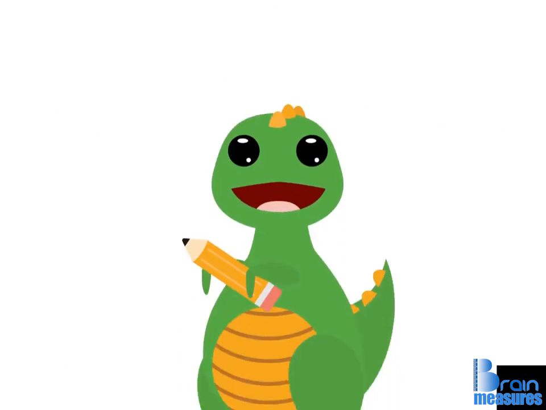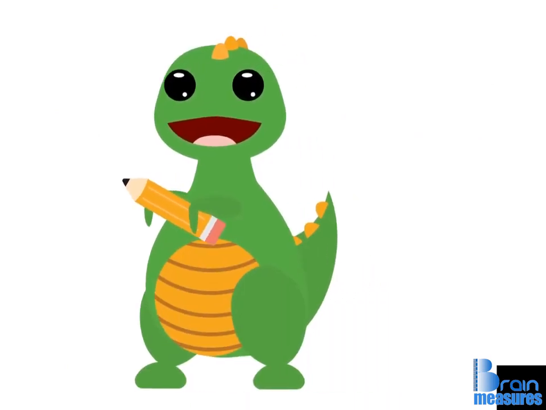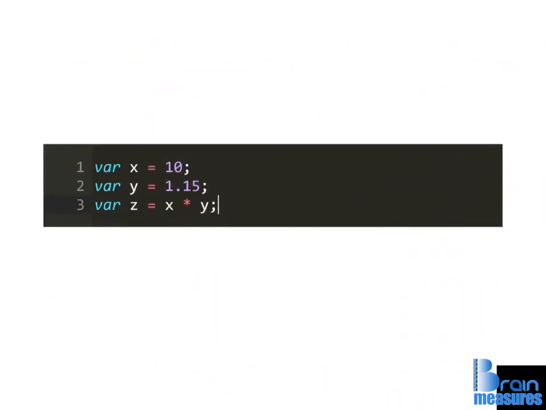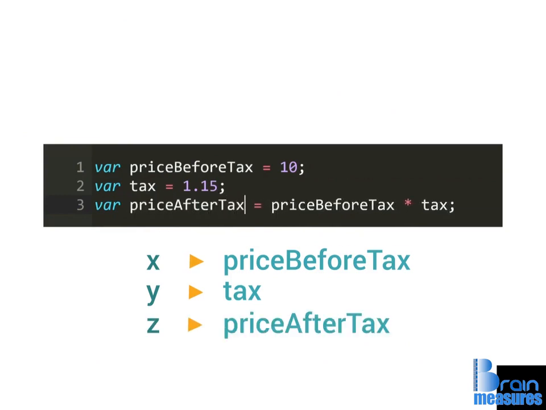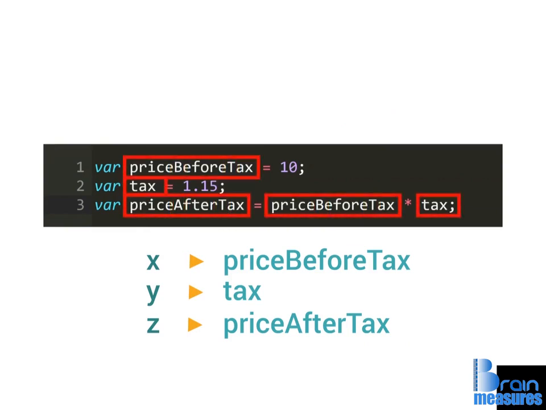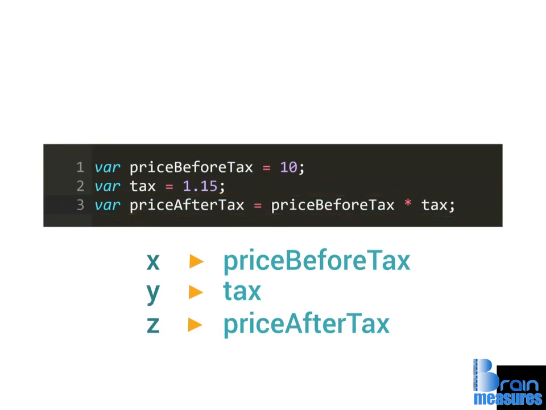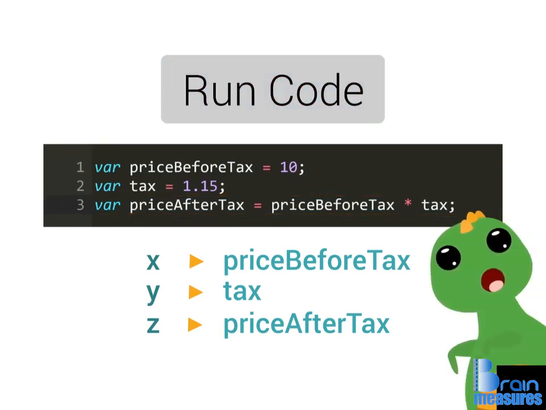Now, let's practice renaming some variables. If you look at the code editor, you'll see that the variable names make it hard to figure out the program's purpose. Let's fix that. Rename the variable x to priceBeforeTax, the variable y to tax, and the variable z to priceAfterTax. Make sure that your capitalization matches the one on screen and that you apply the name changes everywhere. Pay special attention to the last line of code. Before you hit run code, can you guess what the program does?